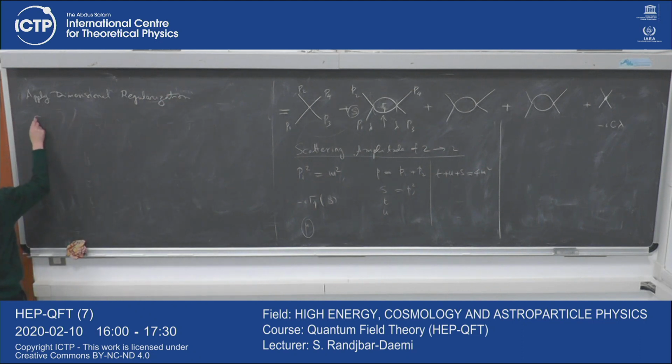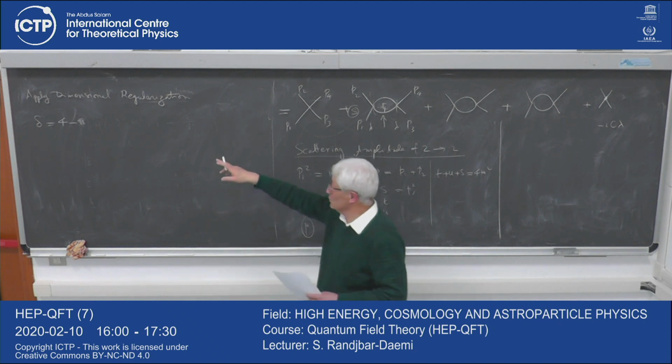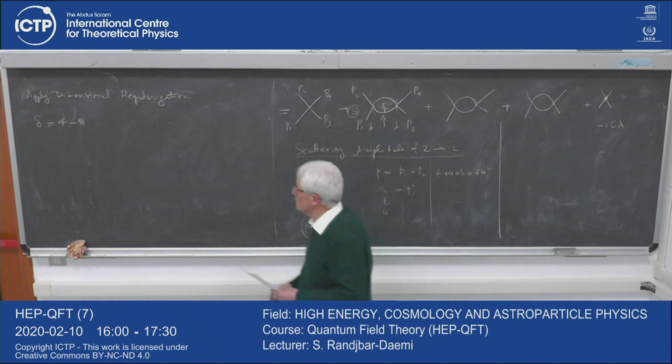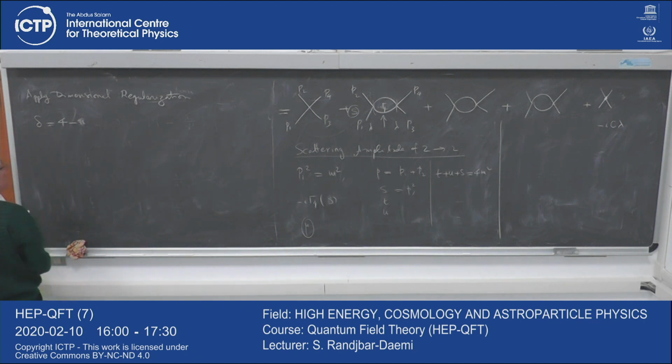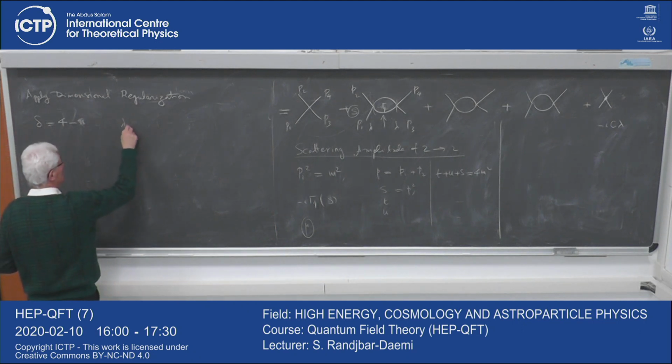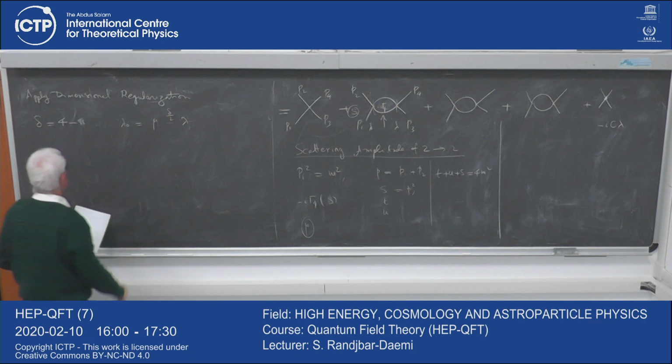This means that we are going to define a delta which is equal to 4 minus n. I called it delta because I had called it eta in 6th dimension. In order not to confuse with 6th dimension, I'm introducing a new symbol called delta. And lambda 0 is mu to power delta divided by 2 times lambda.